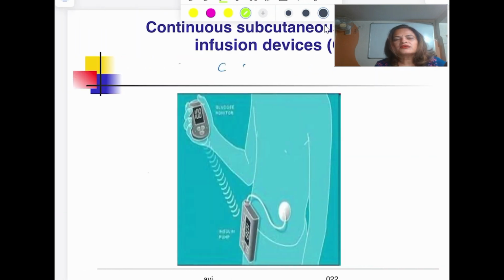Then another one is the continuous subcutaneous insulin infusion devices. This is just like a pager. It is a small device, just like a pager. You can see here this chip-like device, and it is along with the tubing, and this tubing is placed on the abdomen.